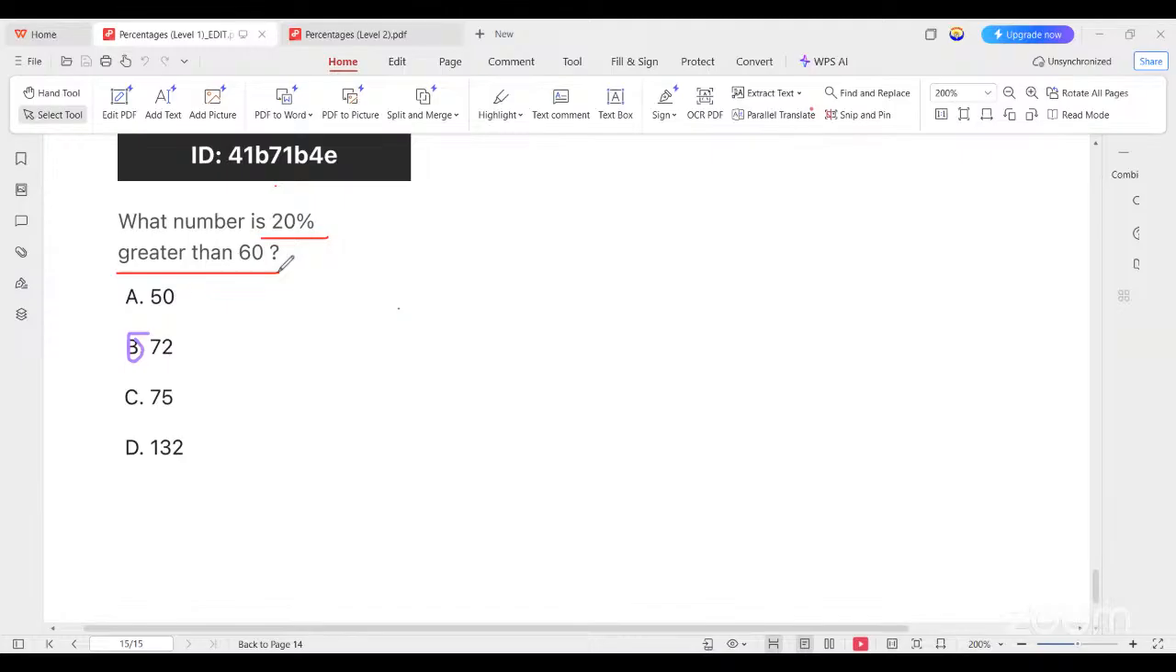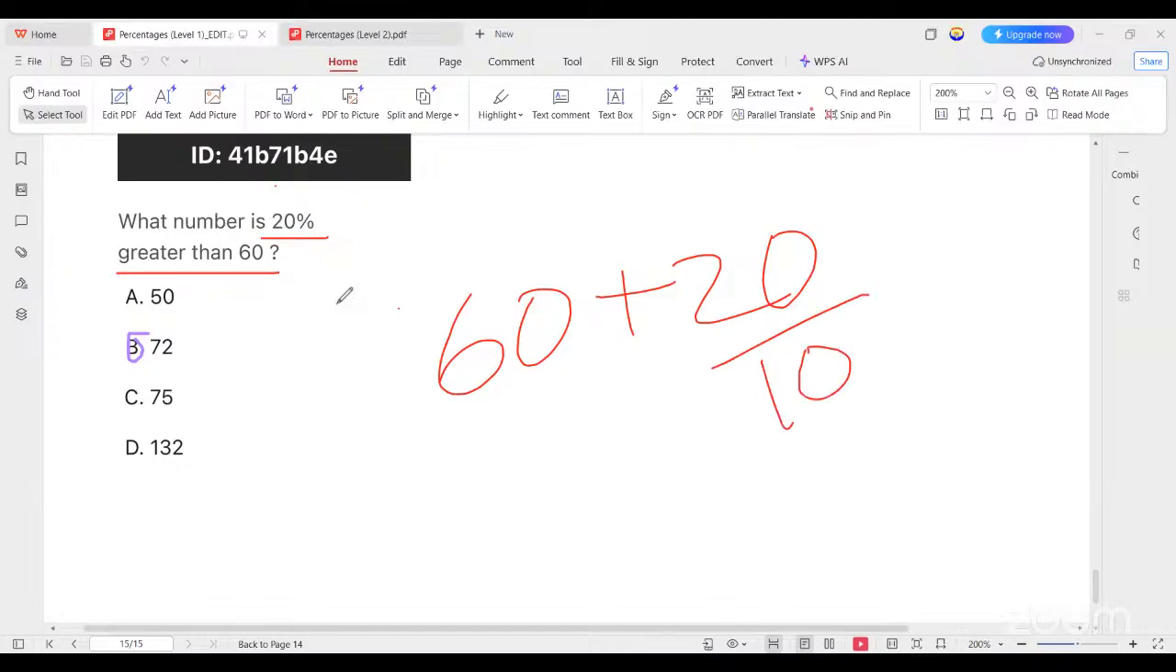Explain. I did 60 times 0.2, and then whatever I got from that, I just added it to 60. The way they ask the question is a little confusing, but it is nothing but 20% extra. So plus 20% of 60. 20% means this is the fraction of 60. Of means multiplication with 60. So 12 we have to add and hence 72.